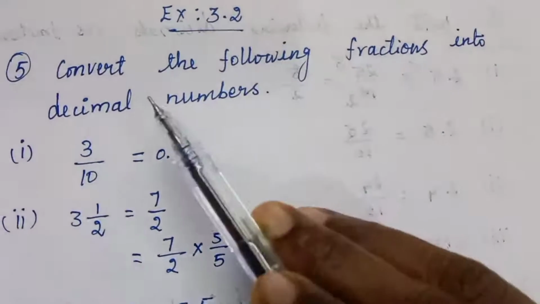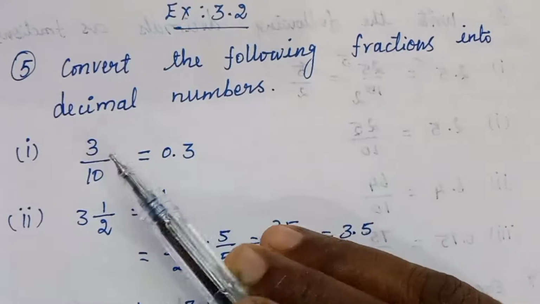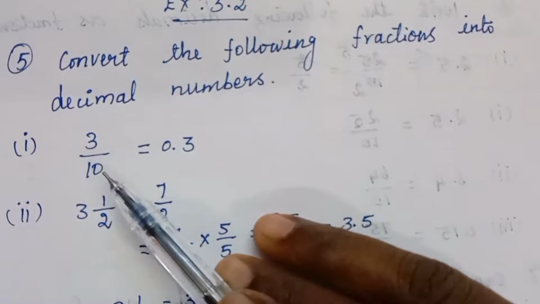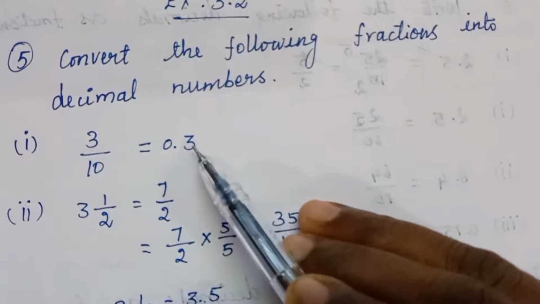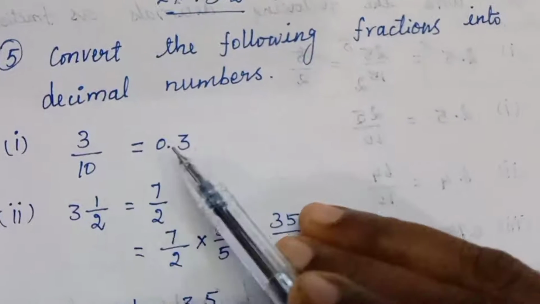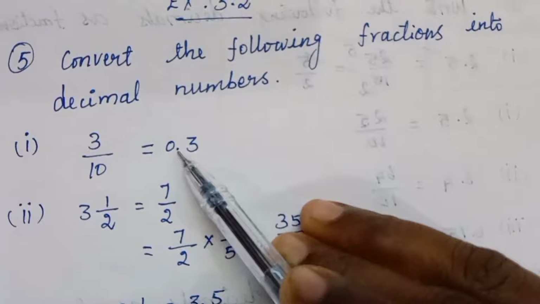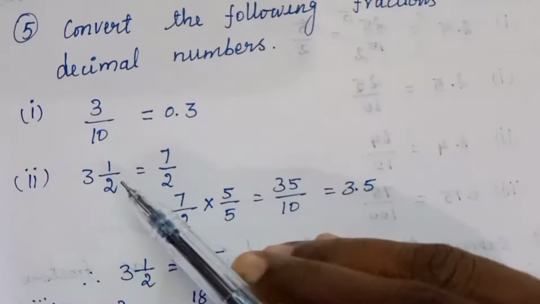Exercise 3.2, fifth question: convert the following fractions into decimal numbers. The first is 3 by 10. In the denominator we have 10, so we need one decimal place. Write the numerator, then count the digits from right to left and keep the decimal point here. So this is 0.3.